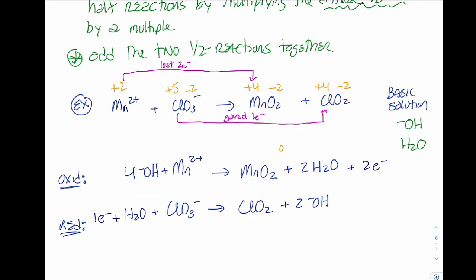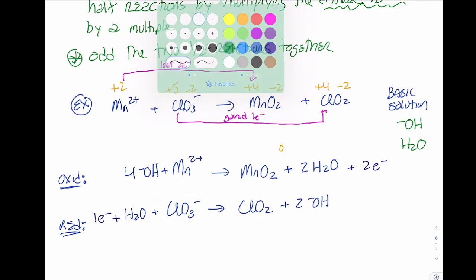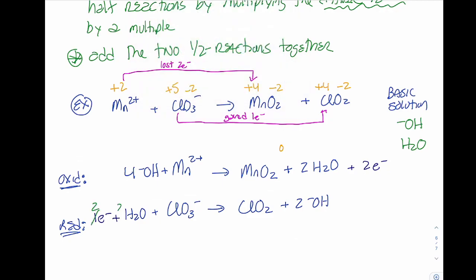Next step is to multiply an entire half reaction by some coefficient, by some multiple, to get my electron counts equal, right? Here I have 2 electrons, here I only have 1. It needs to be the same, right? If I'm going to lose 2 electrons, I have to gain 2 electrons. So this entire half reaction needs to be multiplied by 2. So 2 electrons, 2 water, 2 chloride ions, 2 chlorine dioxide, and then 4 hydroxide, right? Everything gets multiplied by 2. And then my last step is to add these together.